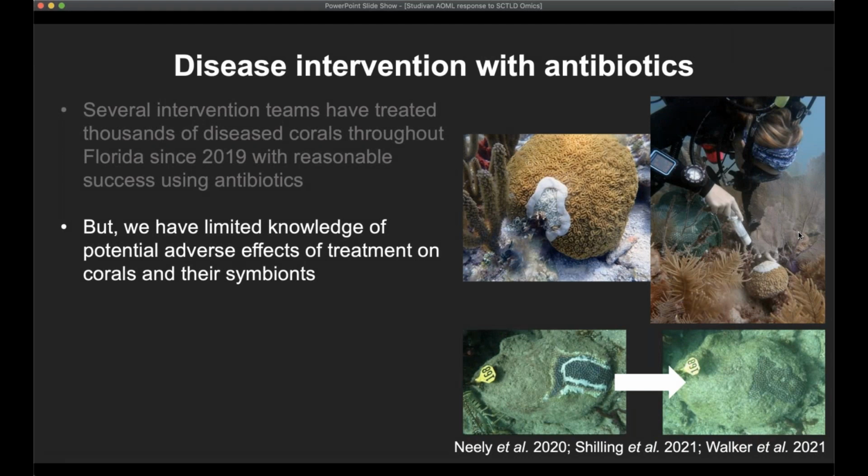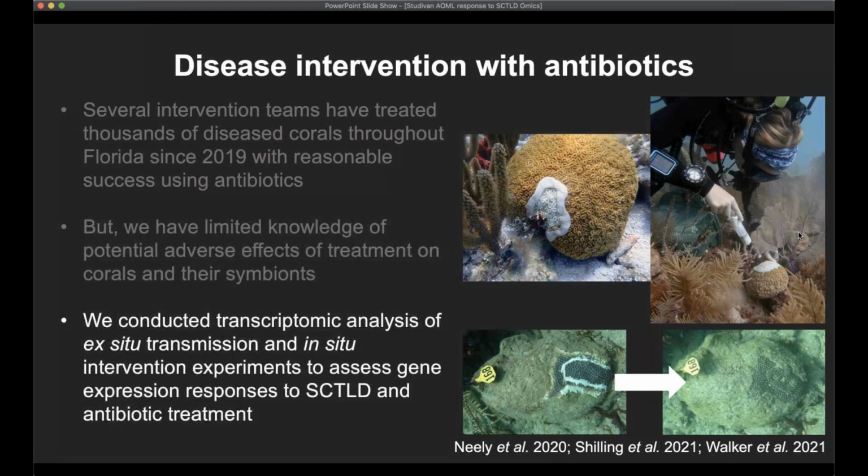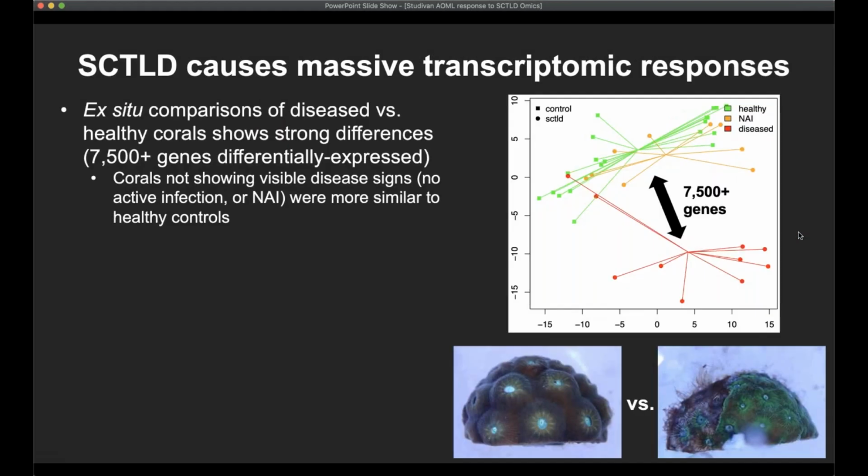While these efforts have shown that generally we have cessation of lesion progression in the treated colonies, we have very limited knowledge of potential negative effects of this antibiotic treatment on corals and their symbionts. And so we conducted 2 different experiments with transcriptomic analysis. The first being an ex situ transmission experiment to see what genes are differentially expressed following exposure to SCTLD. And the second is an in situ intervention experiment where we looked at changing gene expression patterns in response to antibiotic treatment.